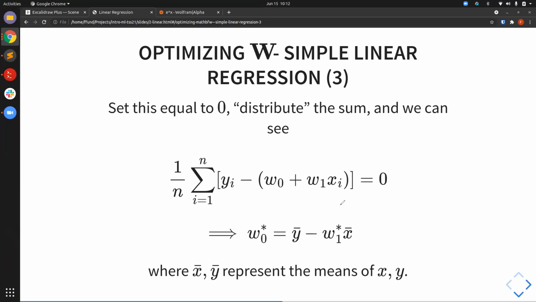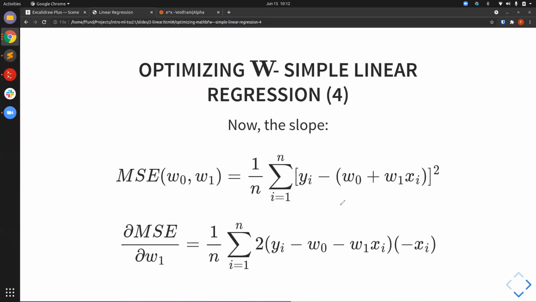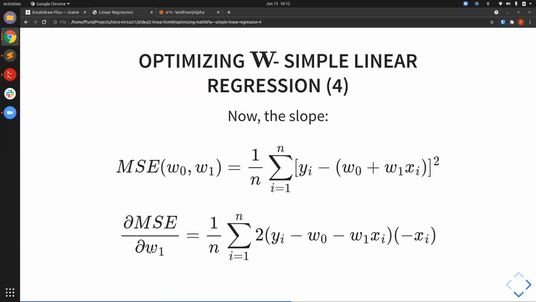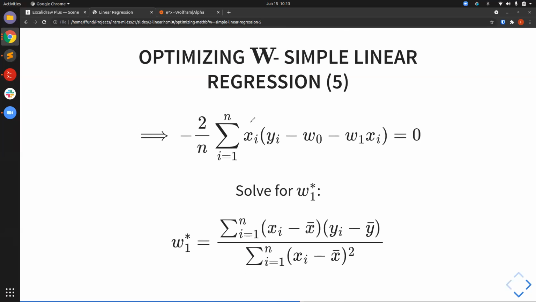Let's find the optimal value of W1, the slope. Okay. So I need to take the derivative of this with respect to W1. Now, it's similar to before, except now we have this extra xi term. Okay. So previously our derivative just looked something like this for the intercept term. Now I have this xi term in here also. And there's a whole bunch of tedious algebra in solving for W1. I'm not going to do it now, but I'm going to post some extended notes that go through all those steps if you're someone who likes that. If you solve for W1, you end up with this expression here.